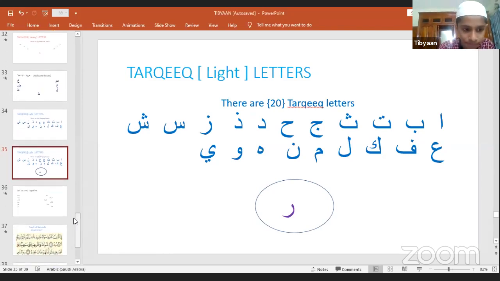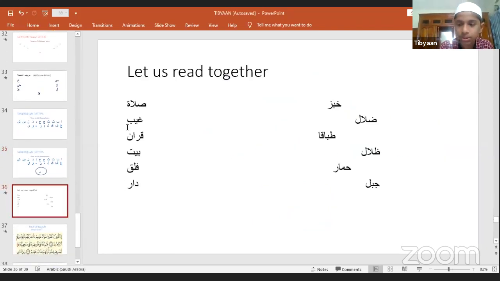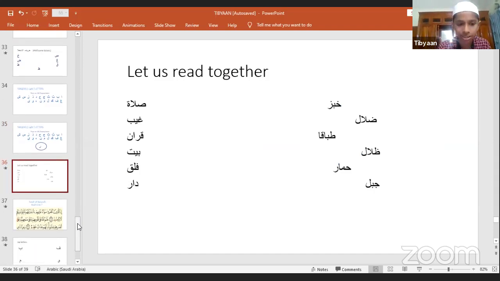Then we learned some examples with the Tafkheem as well as Tarqeeq letters. So that's what we did in the Tajweed class today. I hope all of you benefited from this Tajweed rule and all of you wrote this down. Like I have given a revision, it is almost correctly timed. So the first session is over. We can conclude our first session. I hope everyone learned what is Tafkheem and what is Tarqeeq.